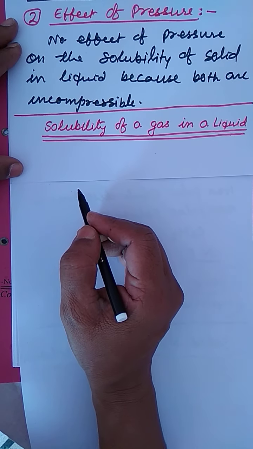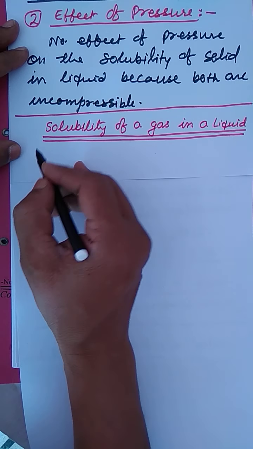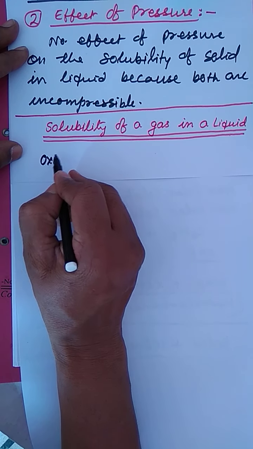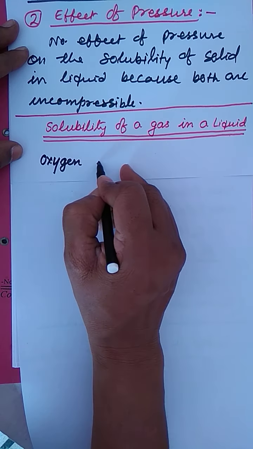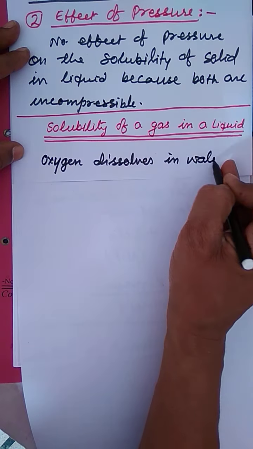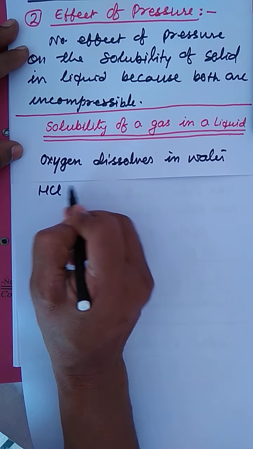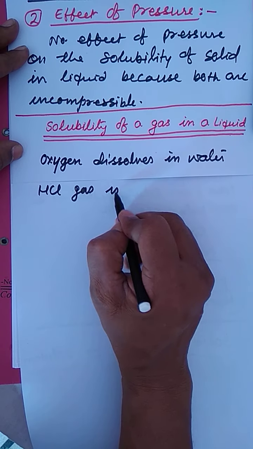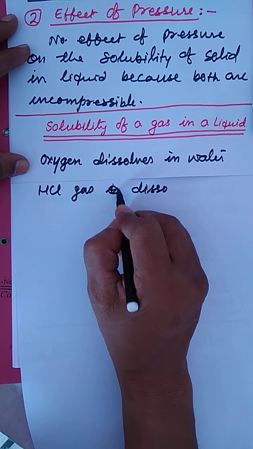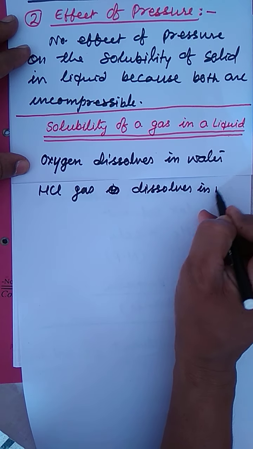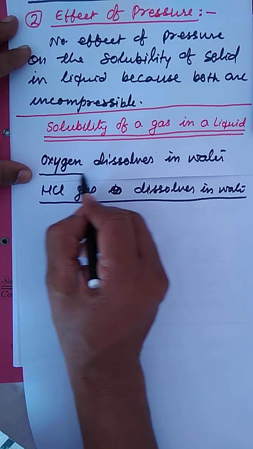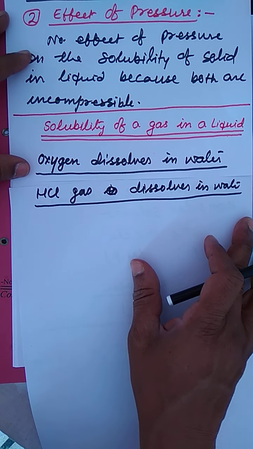Okay, next, solubility of a gas in liquid. Children, you know, many gases dissolve in liquid, as for example oxygen dissolves in water, and HCl gas also dissolves in water. But the quantity of gas in liquid is very low at ordinary pressure.